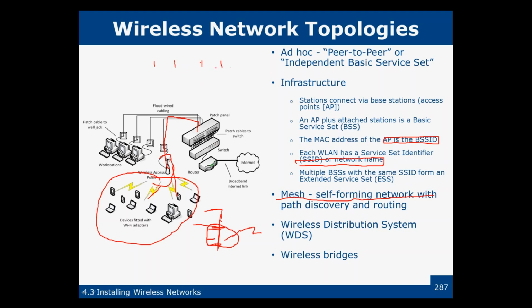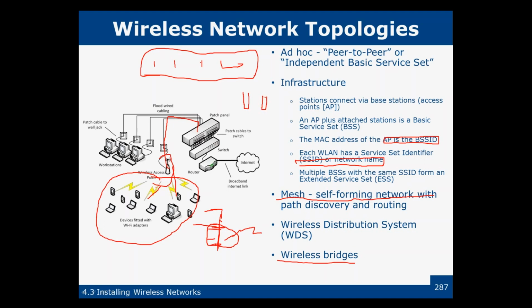At some point, somebody's got to be connected back to the wired network. One of them has to do that. A wireless distribution system would be one of these things. We would distribute things wirelessly instead of having a wired distribution system. And a wireless bridge would be if we had two buildings perhaps, and we wanted to connect them together.